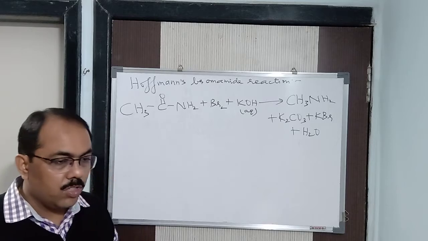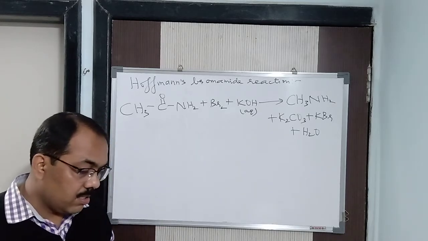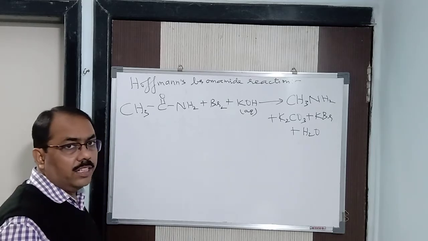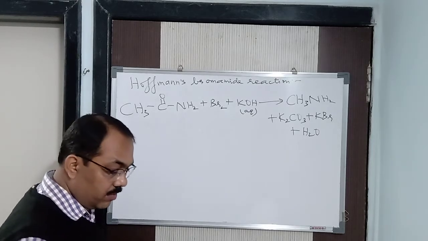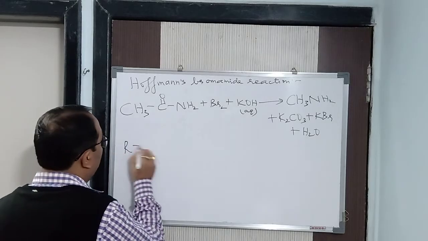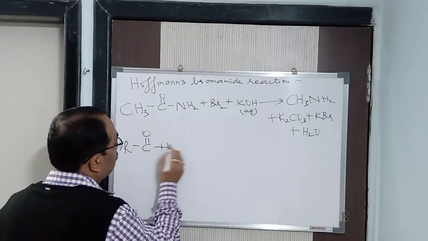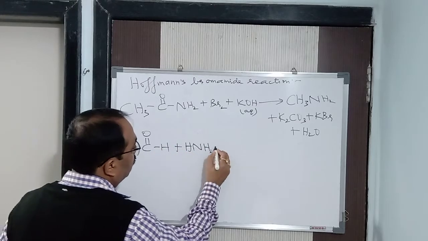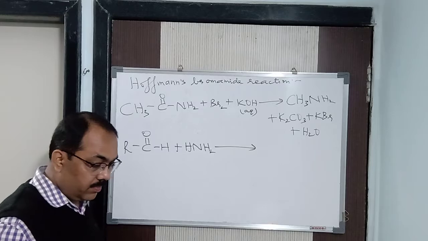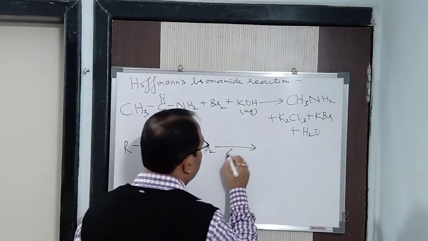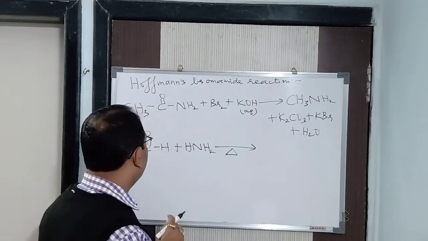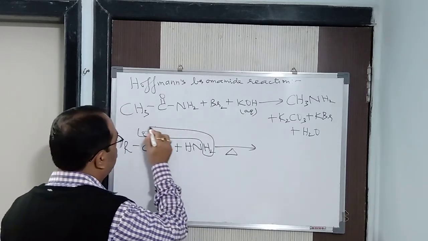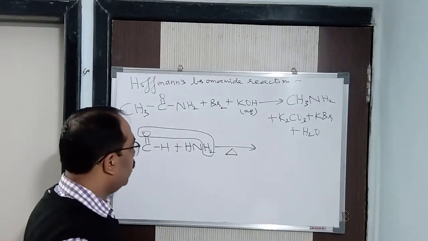Now we can also produce amines by the reductive amination of aldehydes and ketones. That is when we react aldehydes and ketones with ammonia, in simple words. Clear? That is RCHO plus HNH2. Upon heating, we will be heating it. Why will we be heating it? So that water will be removed from here. Water is removed from here.